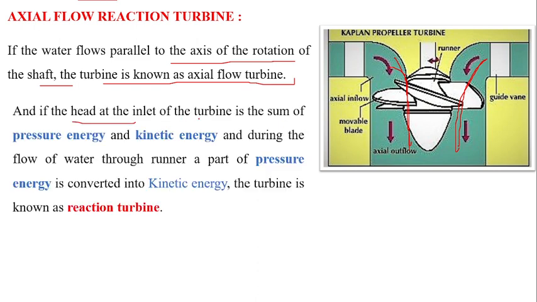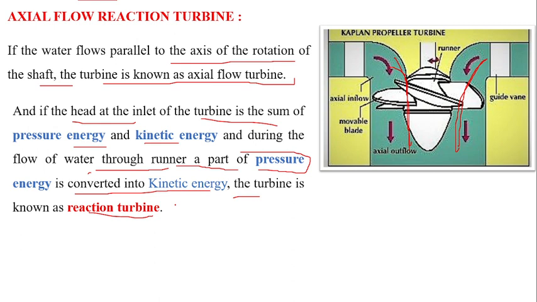If the head at the inlet of the turbine is the sum of pressure energy and kinetic energy, and during the flow of water a part of the pressure energy is converted to kinetic energy, the turbine is known as a reaction turbine. In the case of the reaction turbine, we already discussed that initially at the inlet we get pressure energy and kinetic energy, whereas at the outlet the pressure energy is converted to kinetic energy.